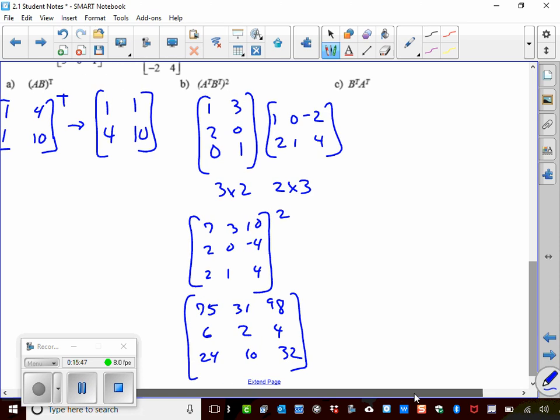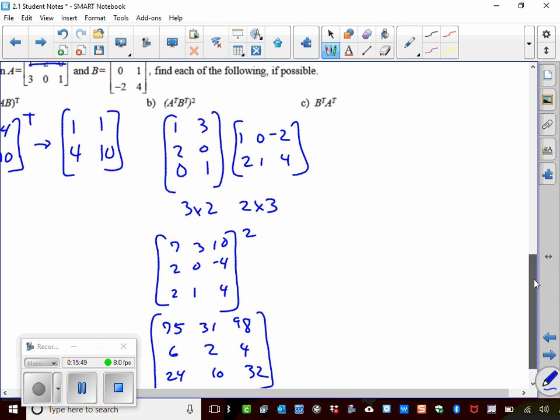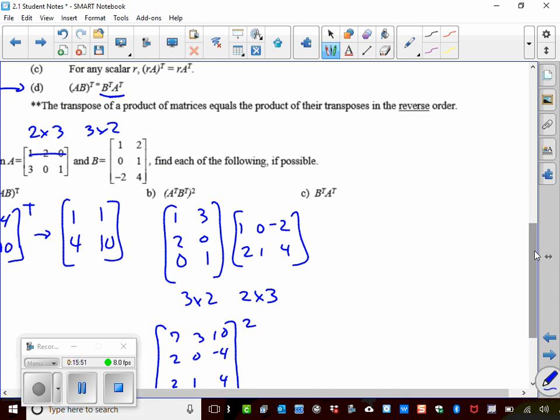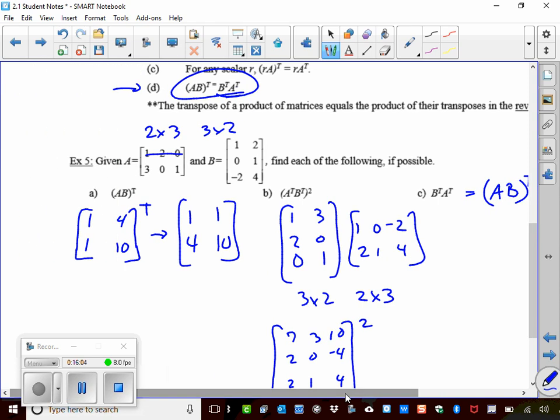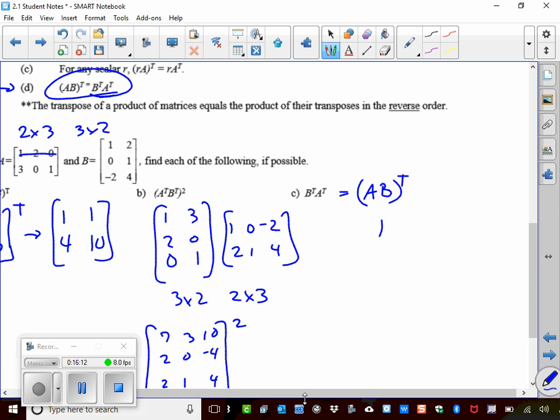All right, this last one here. B transpose and A transpose multiplied together. So I'm going to use this rule right there. B transpose times A transpose is the same thing as A times B, transposed. So I already did A times B earlier. Remember that one was right here. So I'm just going to take it and transpose it. So it's going to be 1, 4 and 1, 10 as my columns. And since we already did half the work earlier, we're done.